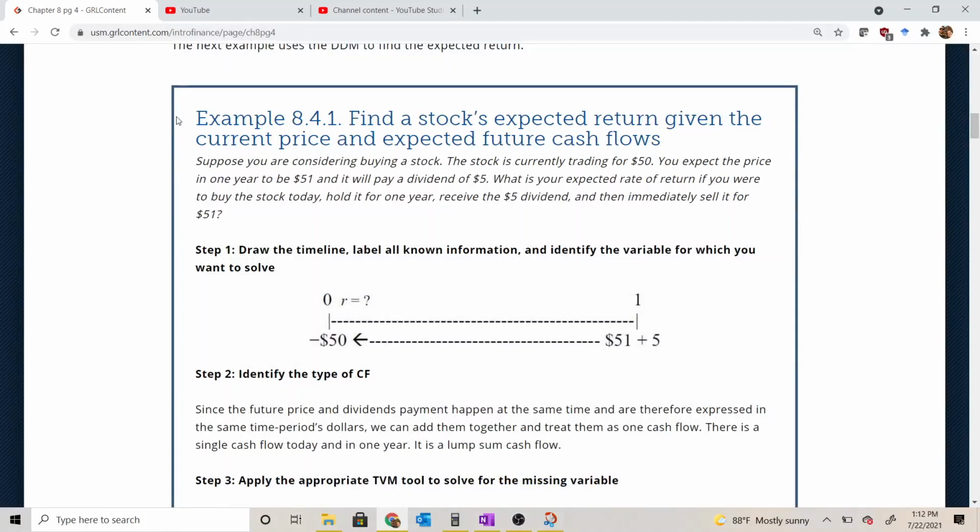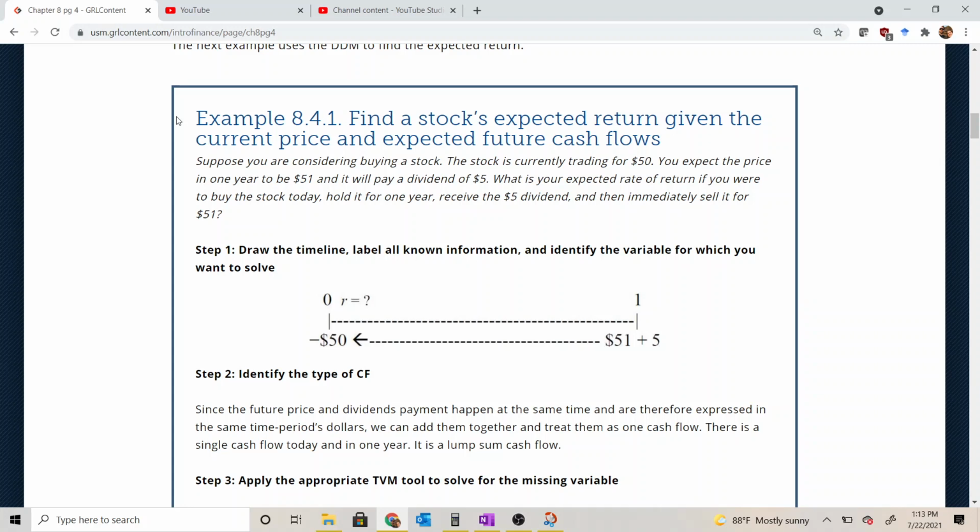Example 8.4.1. With this one, we're going to find the stock's expected return given the current price and expected future cash flows. So we're switching gears a little bit here. What we've done in the previous examples was calculate what we call the intrinsic value, where we get that by mapping out what we think the expected future cash flows are. We discount those back at a rate that accounts for the riskiness of those cash flows, and we come up with the intrinsic value. That present value is the intrinsic value, what we think the stock should be worth.